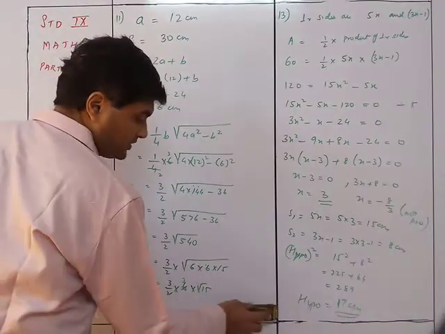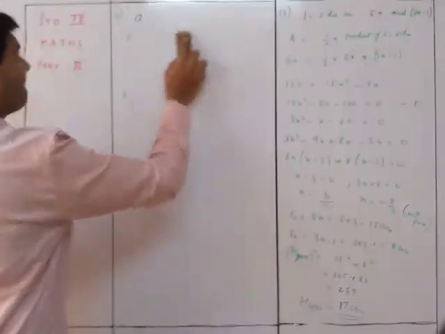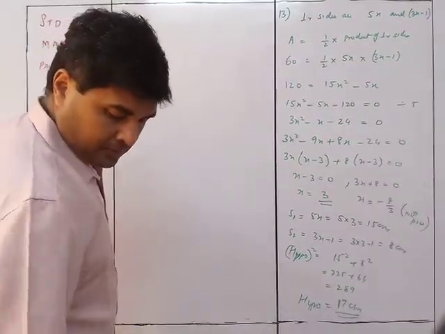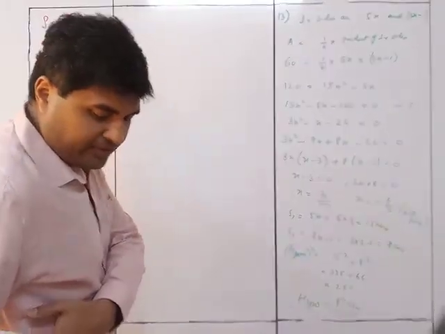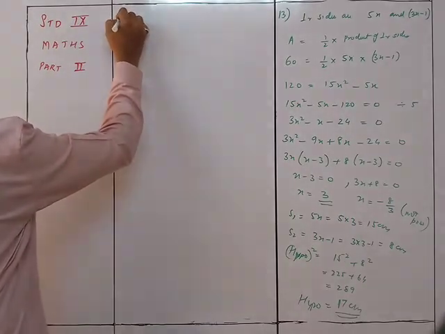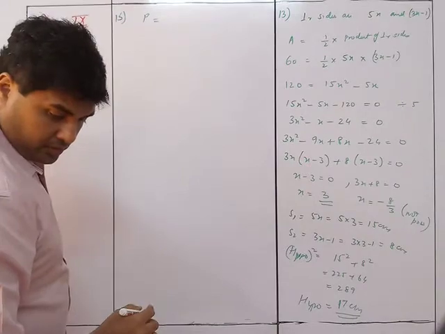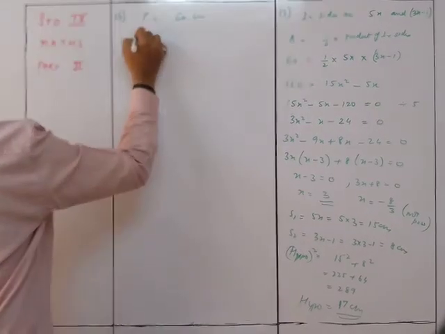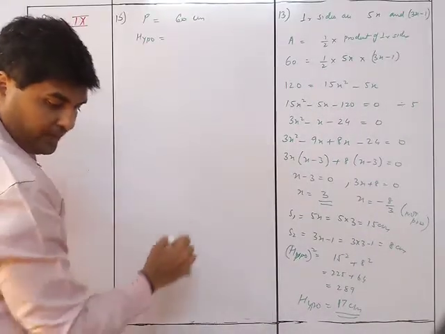We now move on to sum number 15. The perimeter of a right angle triangle is 60 and its hypotenuse is 25. Find its area. Perimeter is equal to 60 centimeters. Hypotenuse is equal to 25.